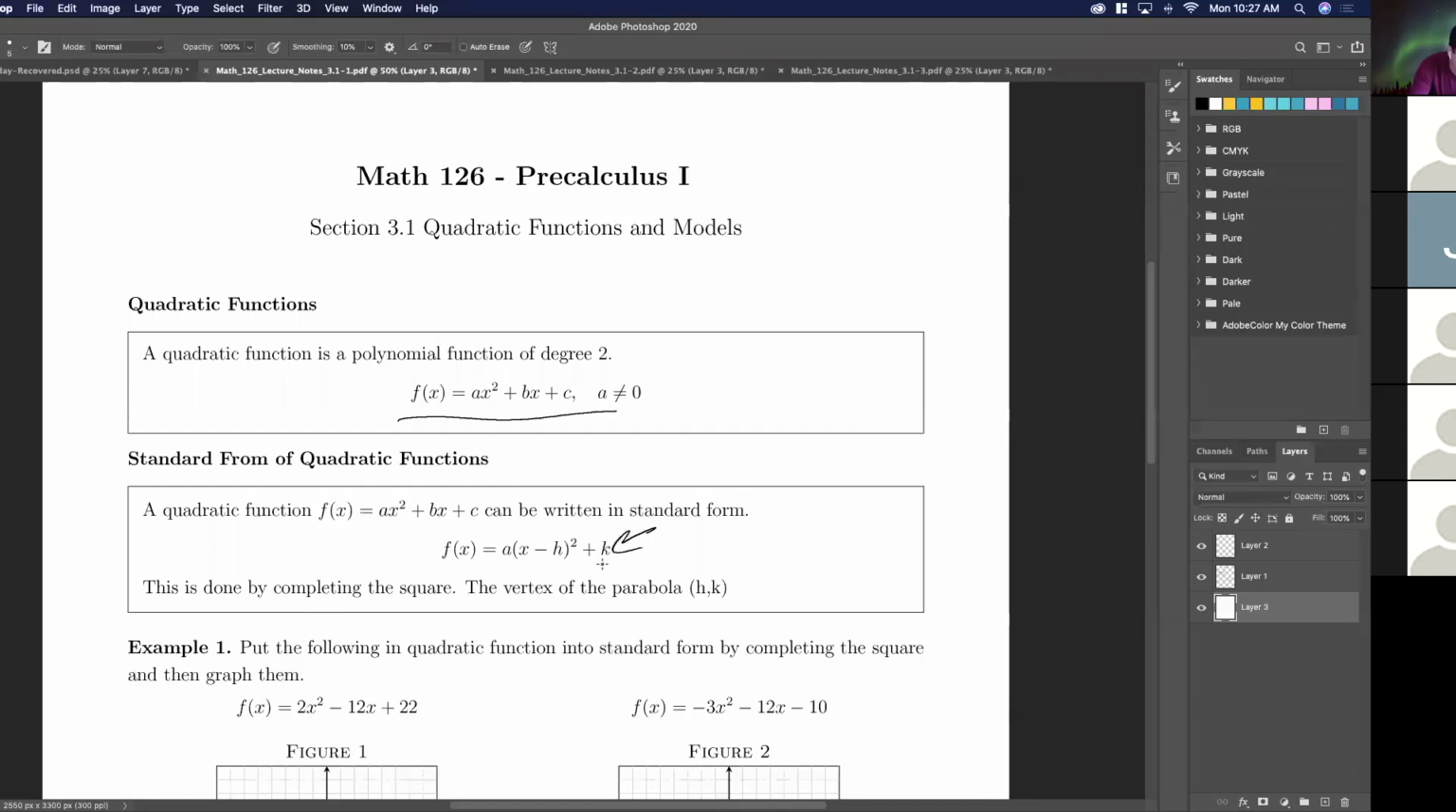This is called standard form. This is the closest thing you have to point slope form. This is the cleanest you can get it. The closest thing to it would be slope intercept form for a line. This tells you the most important point, which is where the vertex of the parabola is, right? So h, k, and it tells you how much you stretch or shrink it.